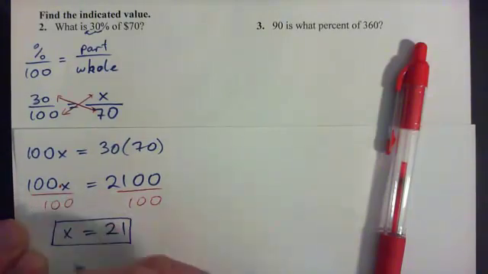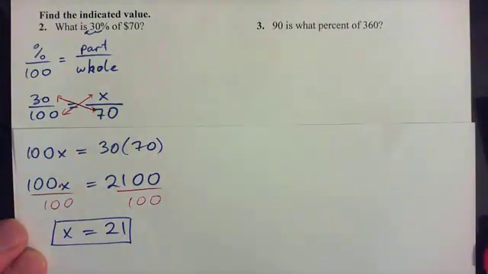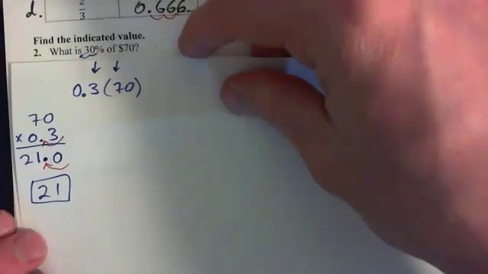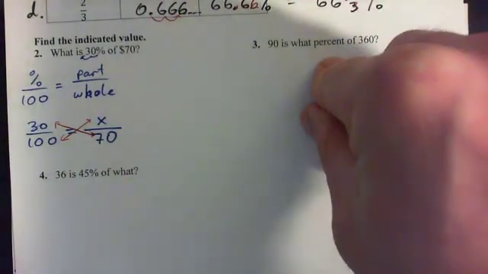Okay. And you might say, oh my goodness, that's a longer method than this way. The first way was shorter, we got 21 pretty quickly. But it really depends on how you look at it, because this method works for all the different types of percent problems, right?